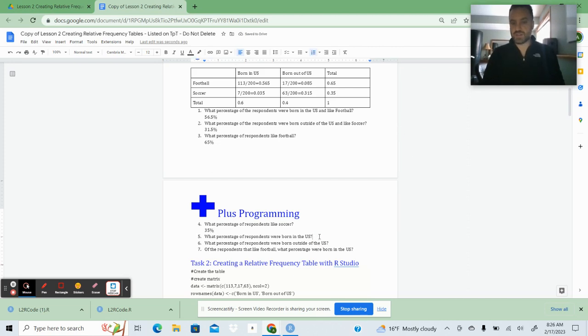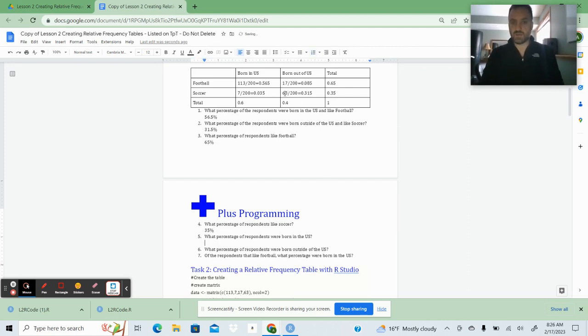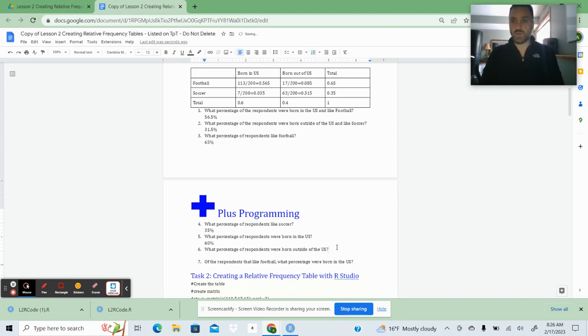What percent of the respondents were born in the US? So born in the US is 0.6. Move it 2 spots, I have to add a 0, and that becomes 60%. What percent were born outside of the US? It's 0.4, so move it 2 spots, add a 0, and that becomes 40%.